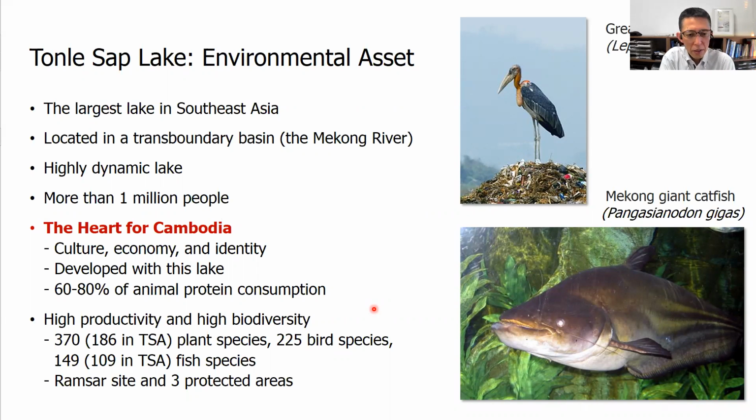Regarding the biodiversity, we can find those numbers for plants. There are more than 300 species identified, and more than 200 bird species and more than 100 fish species. Because of this fact, it's registered as one of the Ramsar sites.